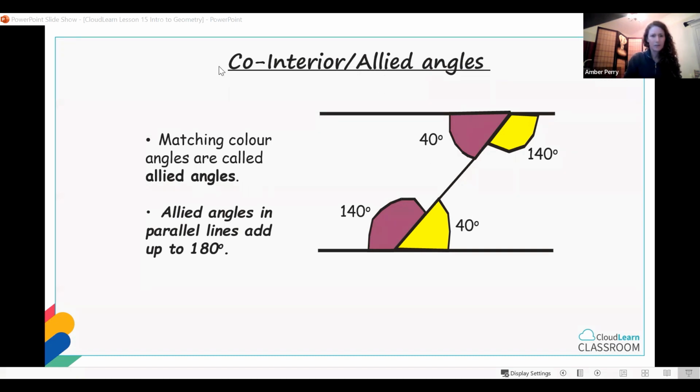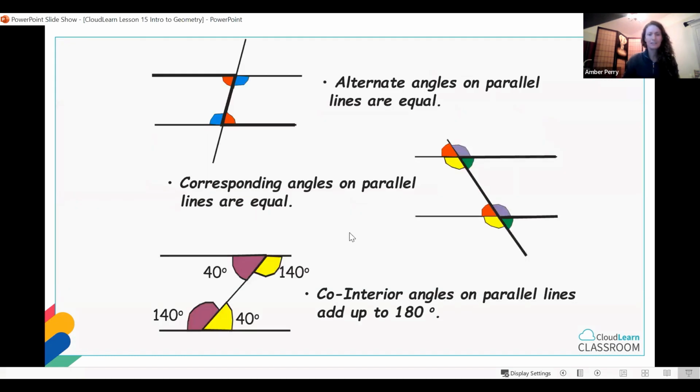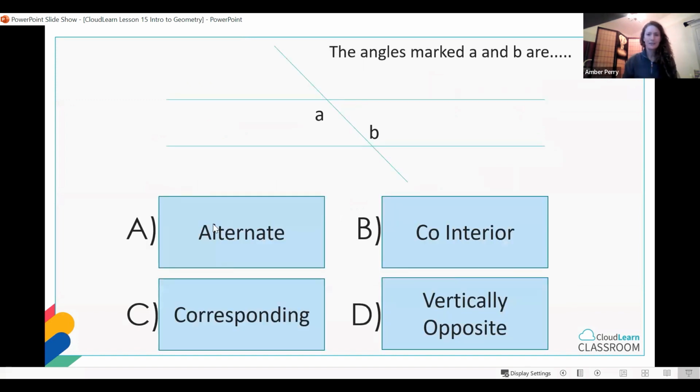And let's move on and do some actual questions, it's enough information for now. So there's all your information. Hope you've written down those words. I hope you've got them in your memory, because it is time to do some A, B, C, D. We're going to move through this one quite quickly. I'd like you to have a look at these angles and then decide for me if they are A, alternate, B, co-interior, C, corresponding, or D, vertically opposite. And I'm going to let you choose from A, B, C, or D now.